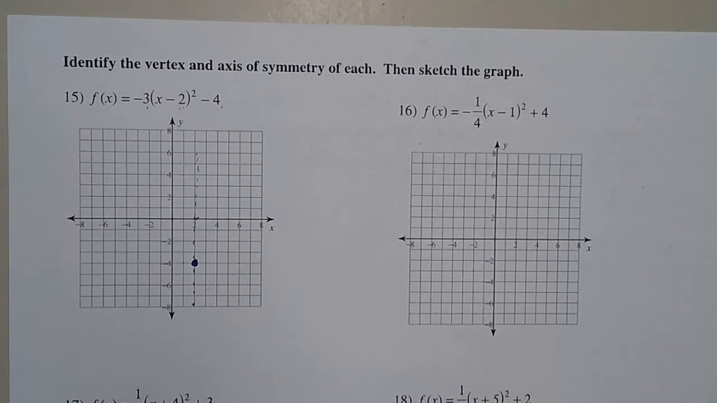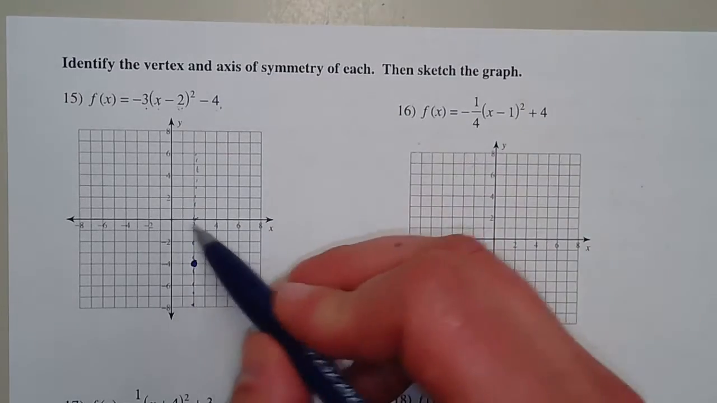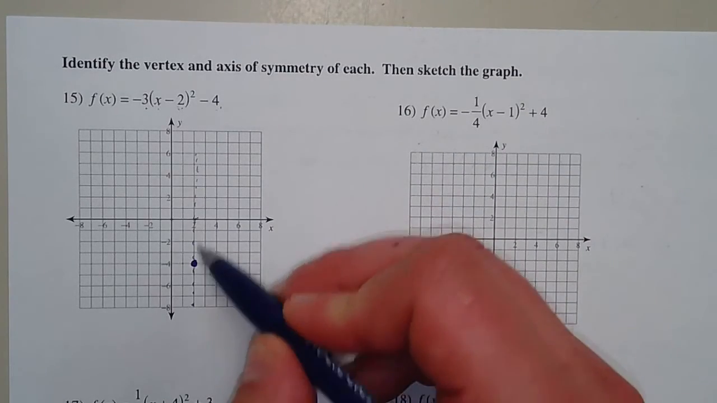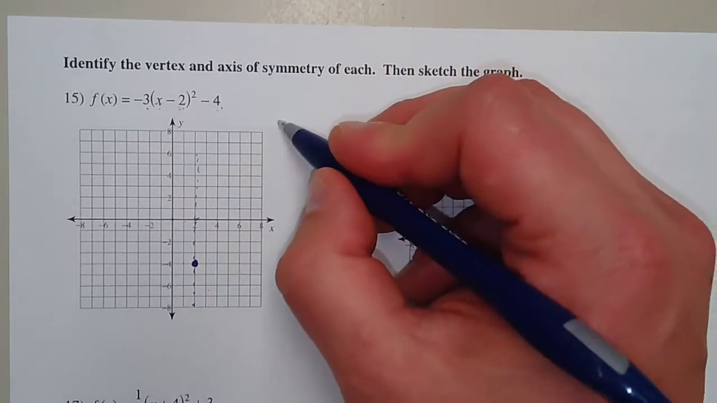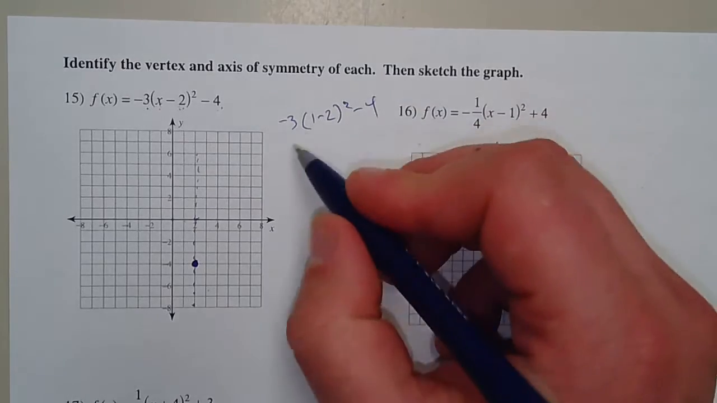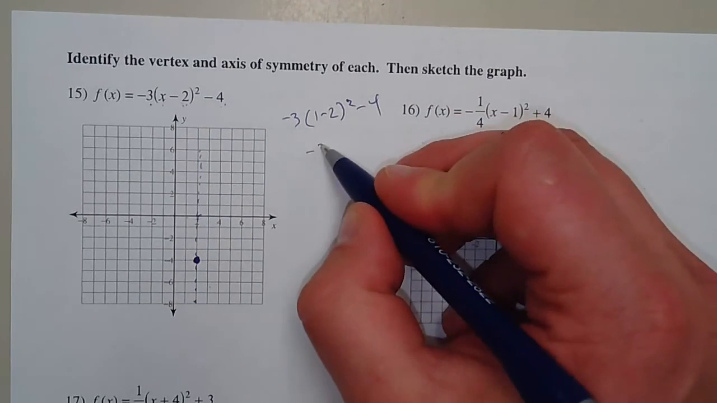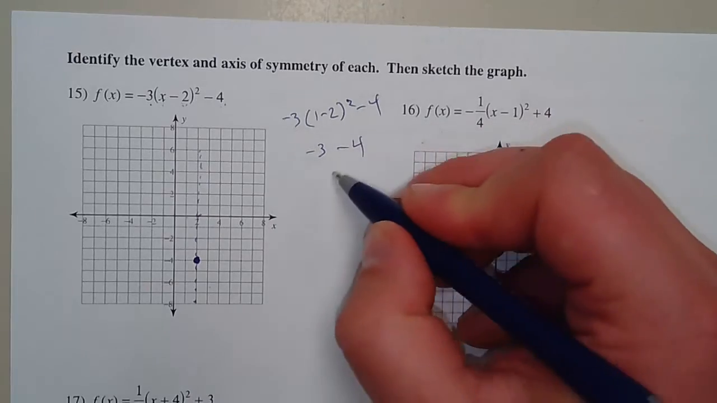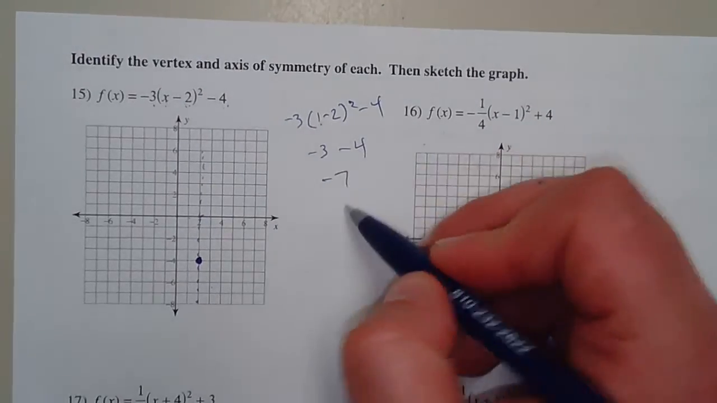So if you don't like that, your next best strategy, which is what I would probably do, is just substitute a number in here. So obviously I don't want to substitute in 2 because I already know what it is at 2, but substitute in 1. Let's see what we get. So if I put 1 into here, -3, and I do 1 minus 2, okay, so that's going to be -1, but squared is going to make it a +1. So it's just -3 minus 4, and it's going to be at -7. All right, so that means that when I put in 1, I got -7.